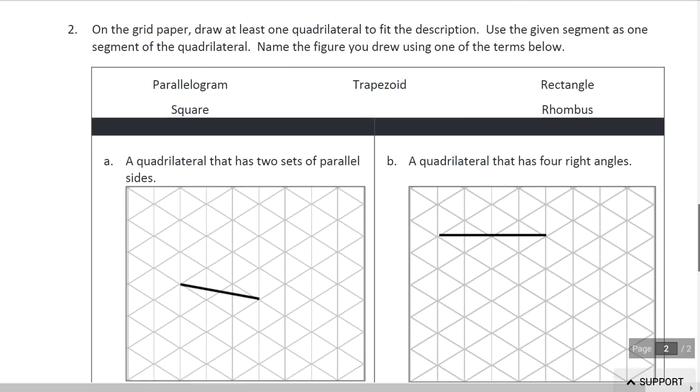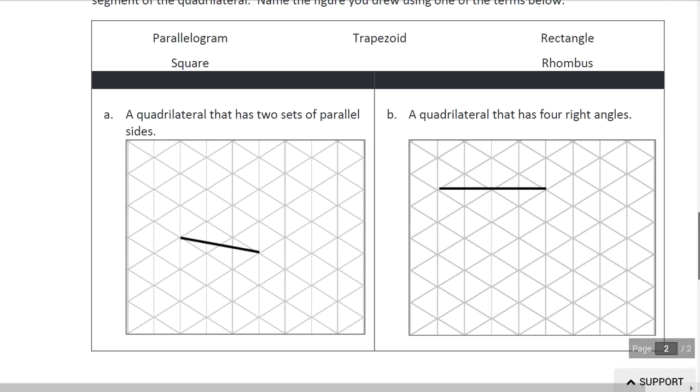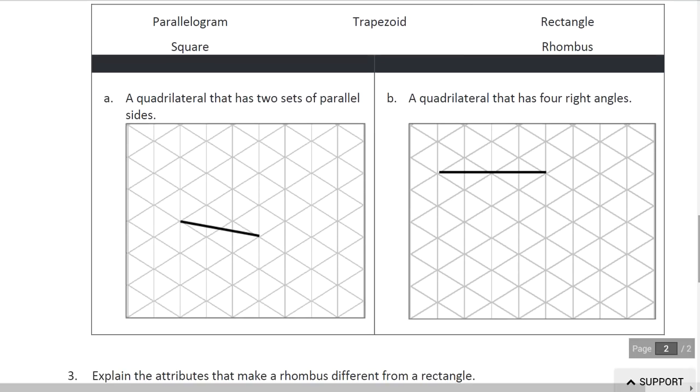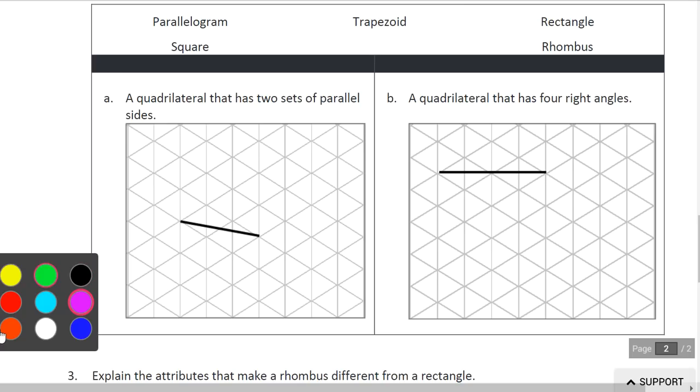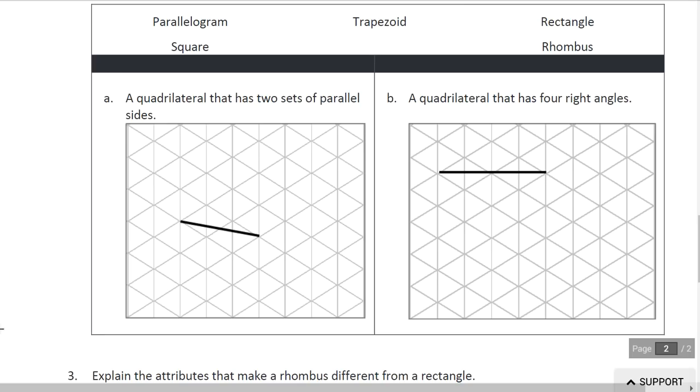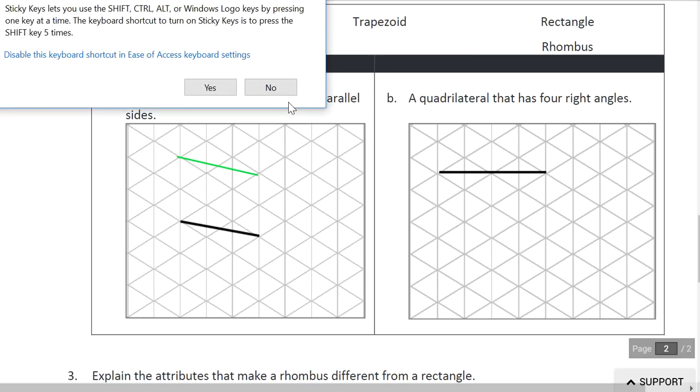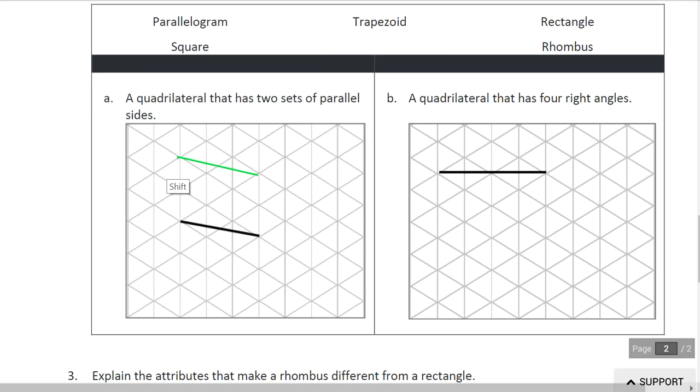It says it wants a quadrilateral with 2 sets of parallel sides. Well, we learned before that 2 sets of parallel sides, well, let's do it and see if we can figure this out. So let's go to green for a moment. And let's go up to this part right here. And then it says to go across 2 of them and connect it right there. Okay. And then we're going to connect these lines here and this line here.